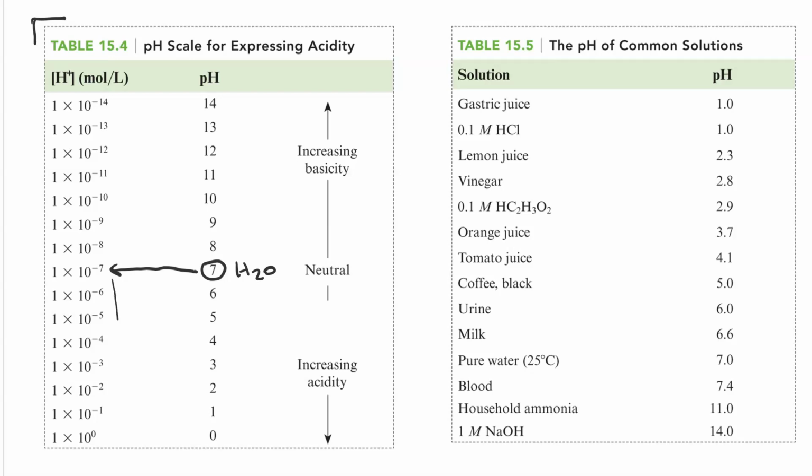And as we're moving down this scale, we are increasing the concentration of H+, right? Because 10 to the negative 6 is more than 10 to the negative 7. 10 to the negative 5 is more than 10 to the negative 6, and so on and so forth, until we finally get to 1.0 molar. That's a really acidic solution. That's a 1.0 molar solution of a strong acid.